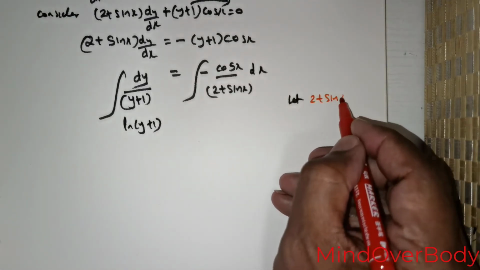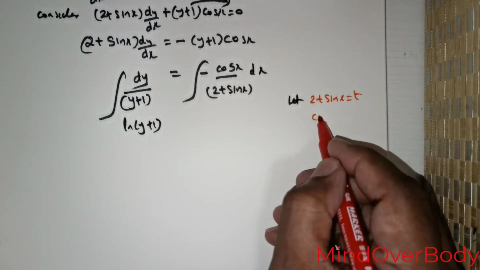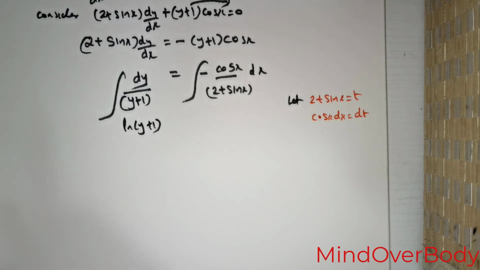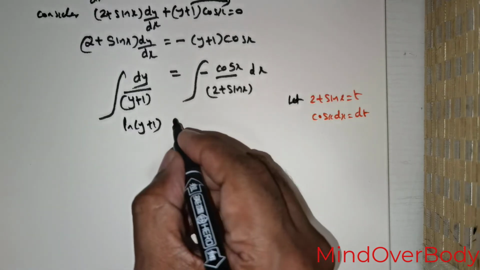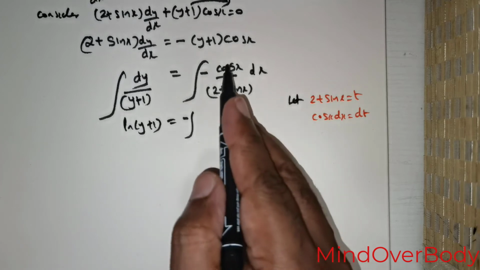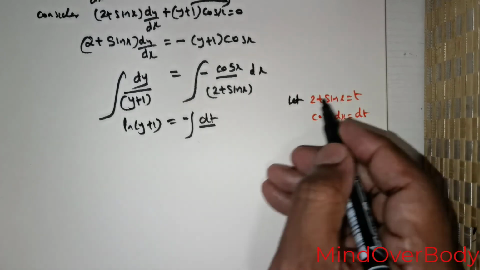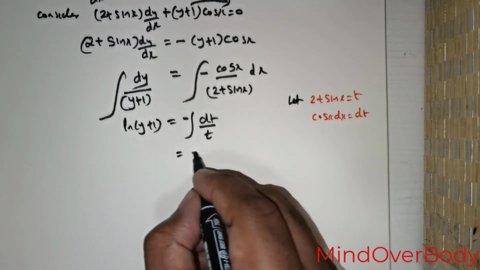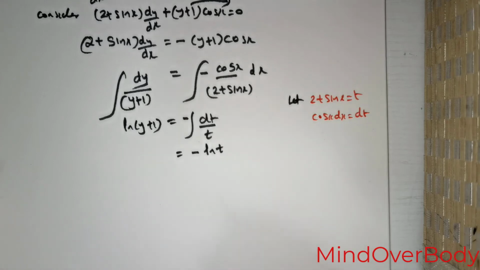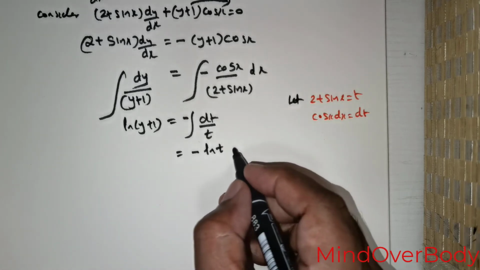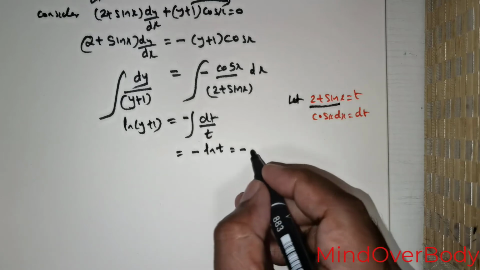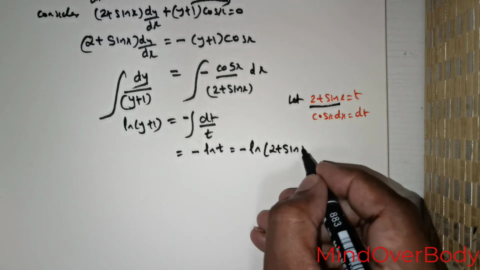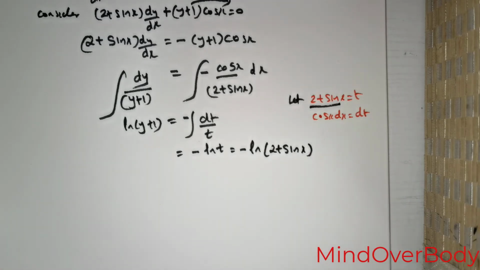Let 2 positive sin x be equal to t. This is cos x dx is equal to dt. So if I make the substitution, I have a negative sign, cos x dx is going to be dt, and this is going to be t. Now when I integrate, this is going to be negative ln of t. Now my t is 2 positive sin x, so it's going to be negative ln of 2 positive sin x. So this is what I have got.